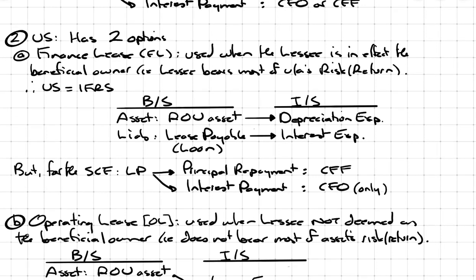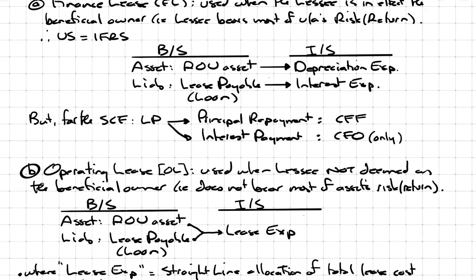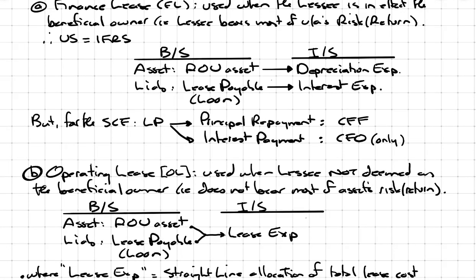So if US and IFRS are largely the same, then let's go have a look and see what the impact on the balance sheet and/or the financial statements would be. So you could see that the balance sheet under US is exactly identical to IFRS, where the lessee has to carry the asset and report the loan. And similarly, the income statement is exactly identical to IFRS, where the asset is depreciated and the loan incurs interest expense.